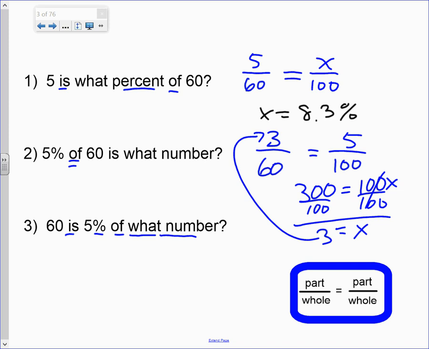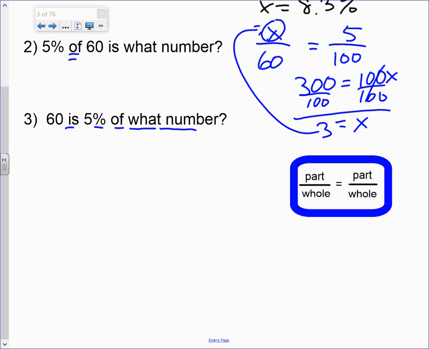So look at, on number 2, what was the unknown? The unknown was the part. The x was right here. On number 1, the unknown was the percent. And look at number 3. Is there a percent somewhere here on number 3? Right, so what does percent mean? Literally, percent means what?